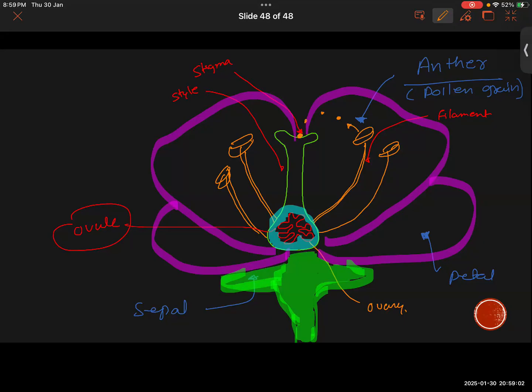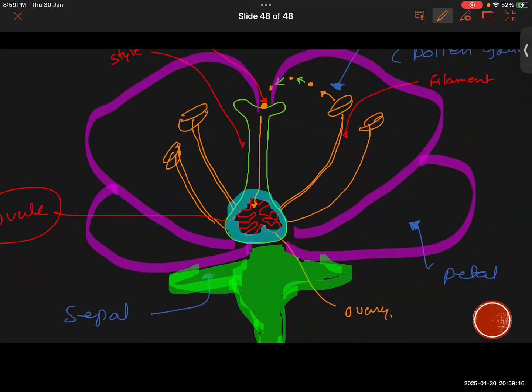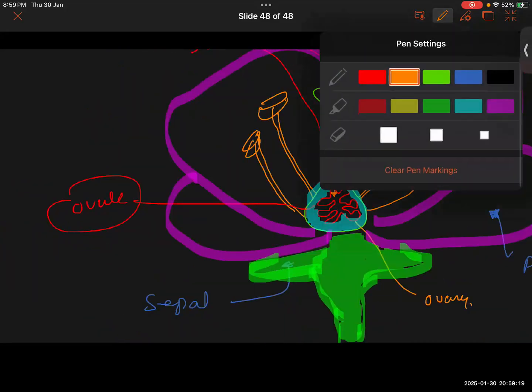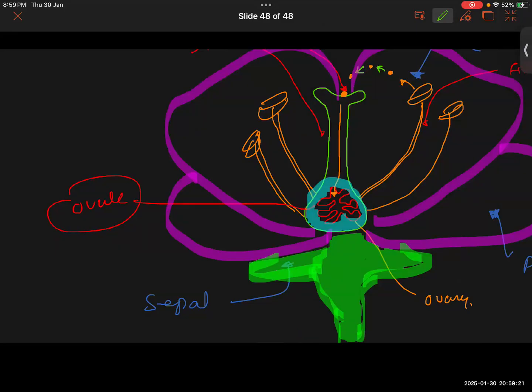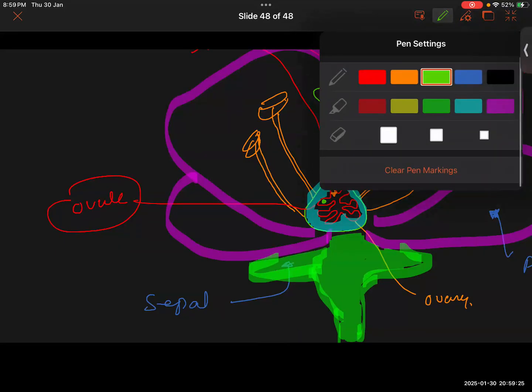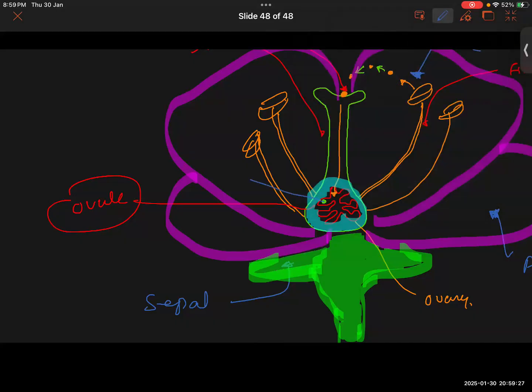Getting it? So far clear now? Now, from the stigma, the pollen grain travels and goes inside the ovary. And inside the ovary, we have the ovules. What does the ovule have? Suppose this is the ovule. An egg is present in the ovule. All right, now, Ayush and everyone, the egg is found in it.